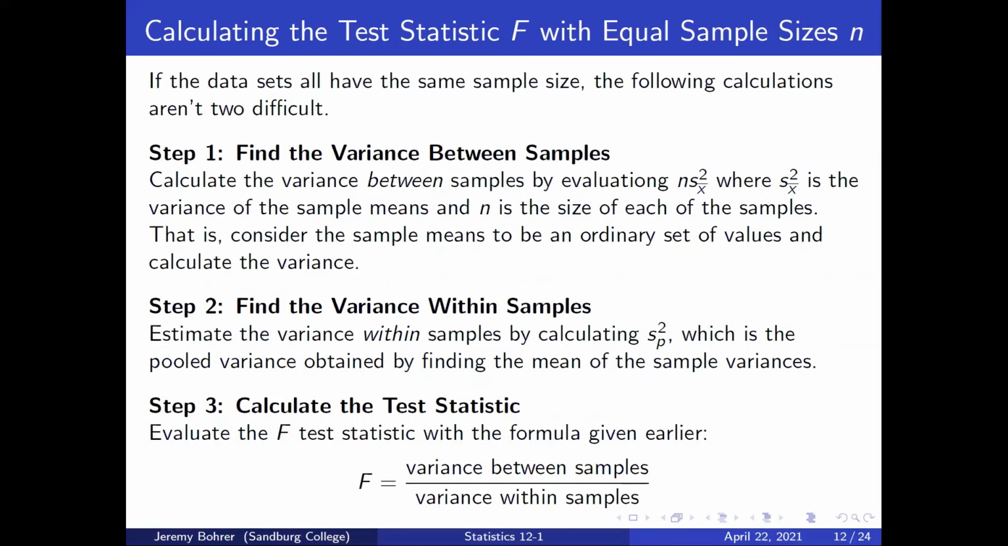Step 2, find the variance within samples. Estimate the variance within samples by calculating s sub p squared, which is the pooled variance obtained by finding the mean of the sample variances. Step 3, calculate the test statistic. Evaluate the F-test statistic with the formula given earlier. F equals variance between samples divided by variance within samples.